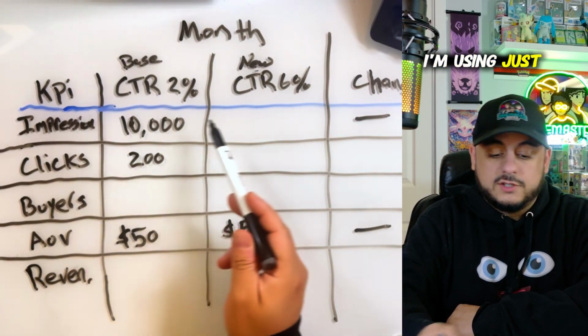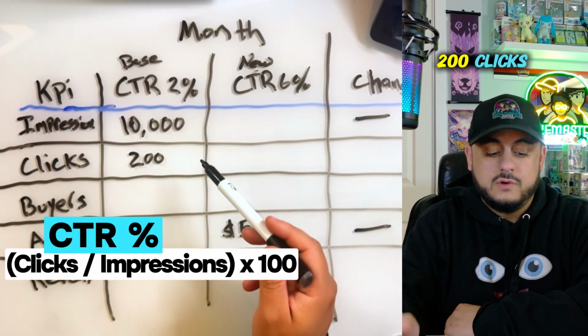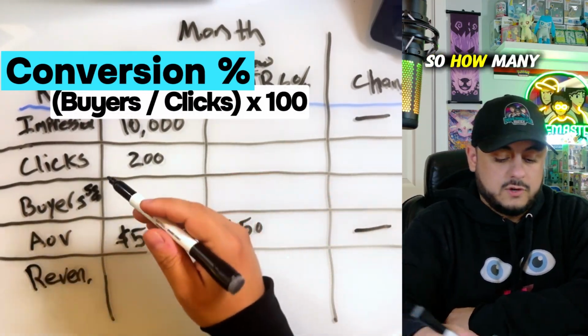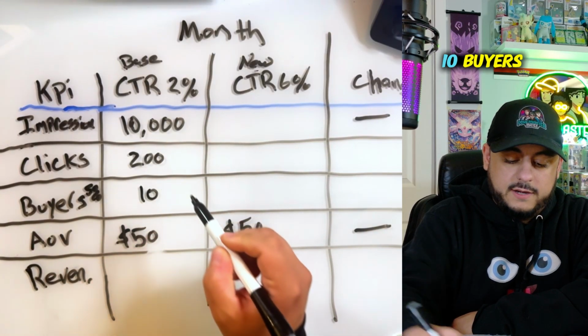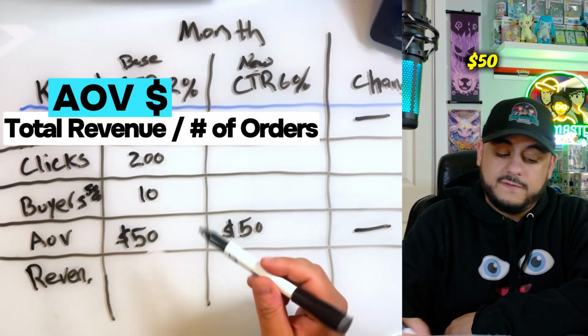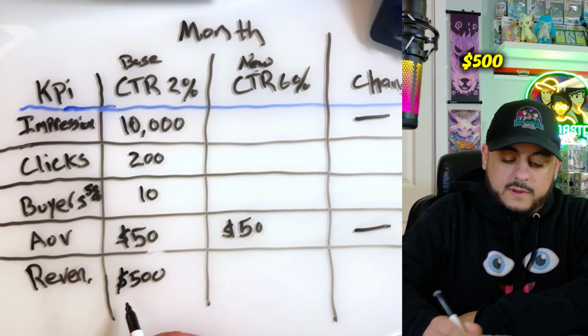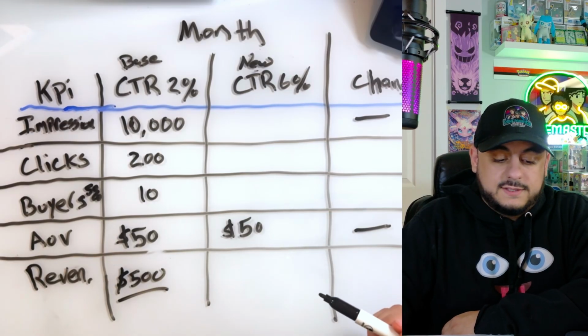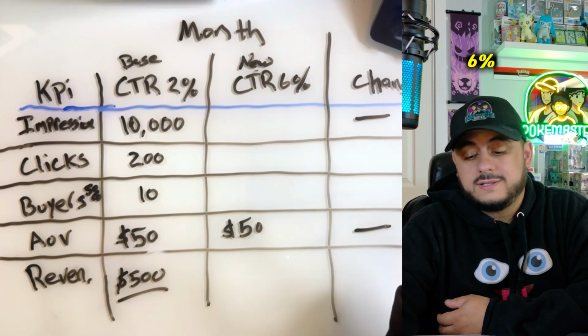I'm using just 10,000 impressions for the month. I'm going to say with a 2% click-through rate, which is the base, that's 200 clicks. With a 5% conversion rate, how many buyers convert from those 200 clicks? That gives us 10 buyers, and then we have an average order value of $50. So 10 times 50, that's $500, right? So we made $500. Now let's say we got your click-through rate up another 4%. We're at 6%.